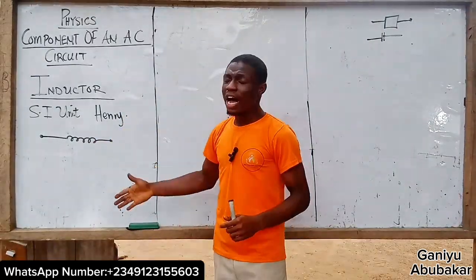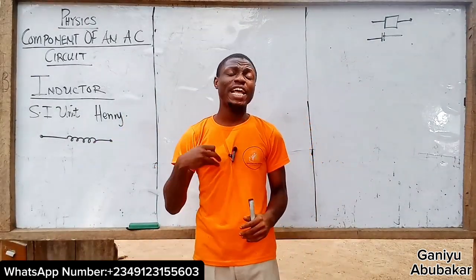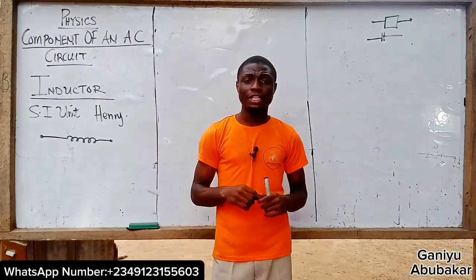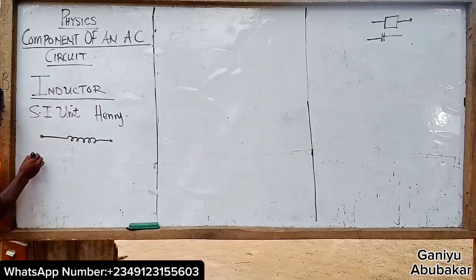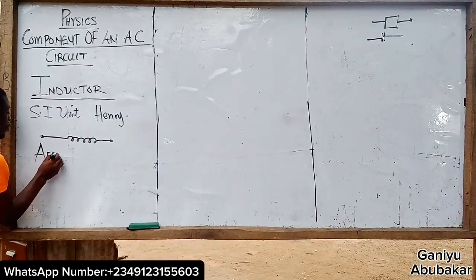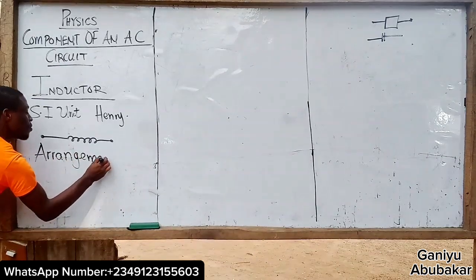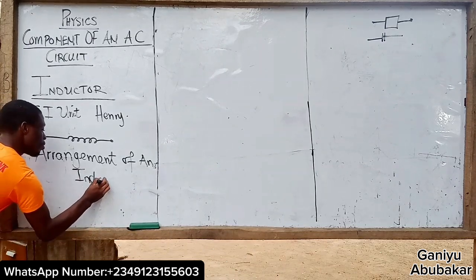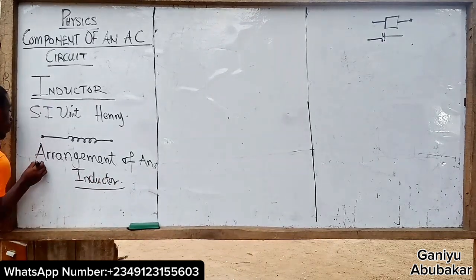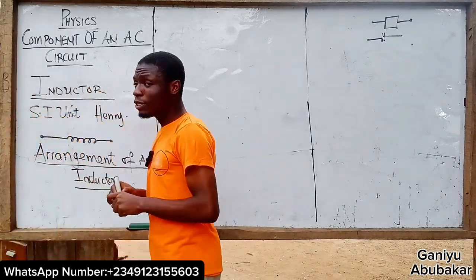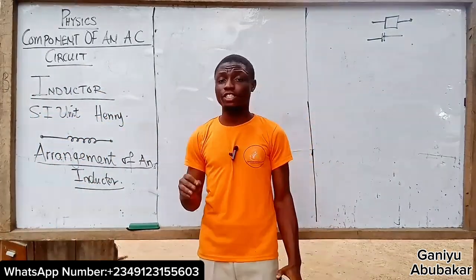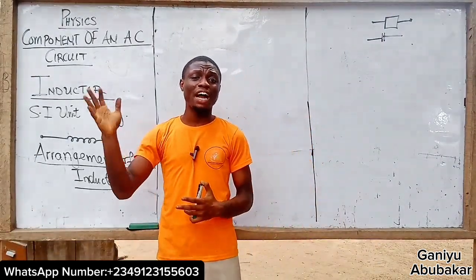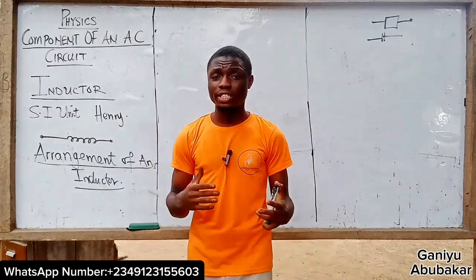All right, after defining inductor, we have taken the SI unit for inductor and the circuit symbol. Let's discuss something important called the arrangement of an inductor. There are two distinct ways of arranging inductor: the series arrangement and the parallel arrangement. So let's discuss them one after the other, please.